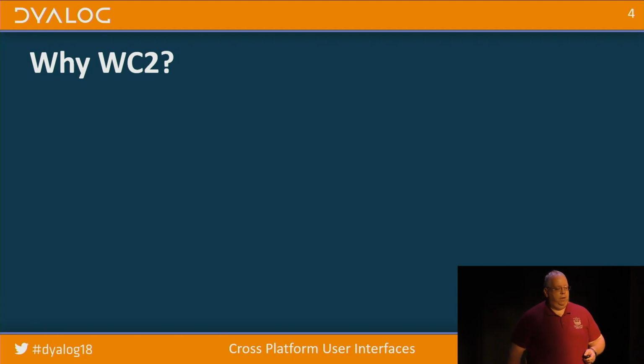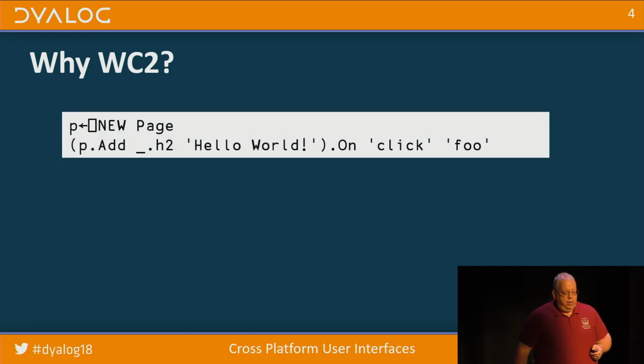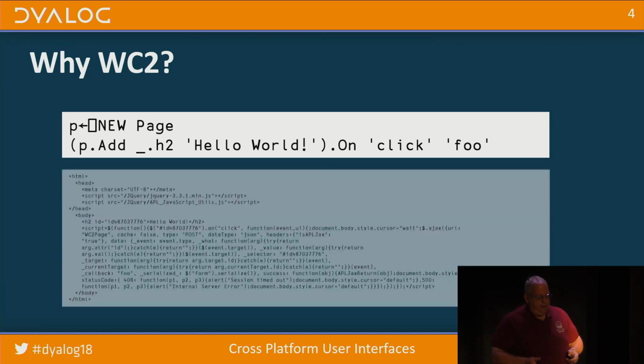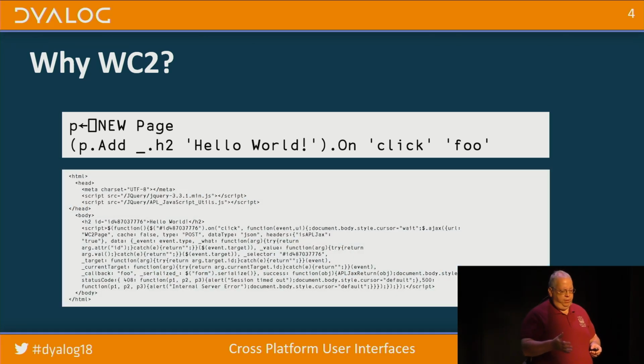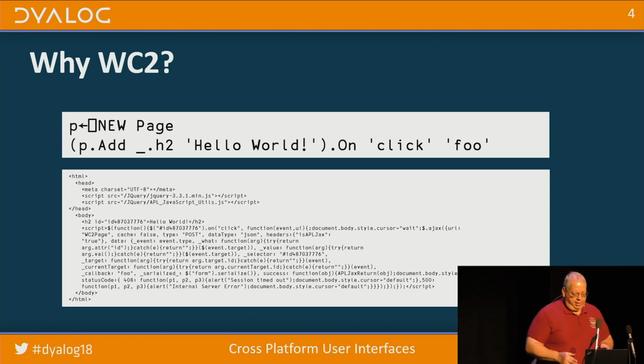Okay. So why would you want to use WC2? There's not actually anything called WC2, but it's sort of the embodiment of all of the content generating capabilities that come along with this framework. So you can describe a very simple page here that basically adds a heading that has the text hello world in it, and then when you click on it with your mouse, it will call an APL function named foo. I find that that's a lot easier to type than the equivalent HTML that this winds up getting rendered to. So we try and simplify the process of building content.